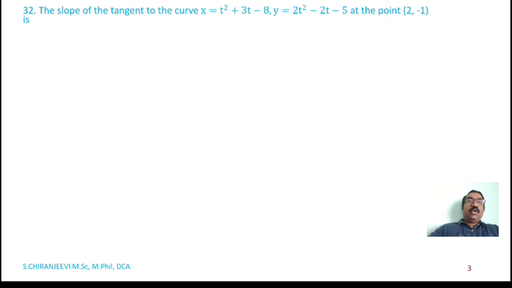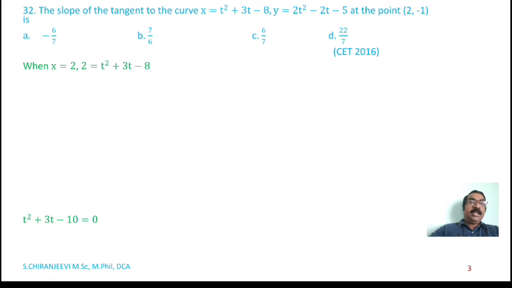Next one. The slope of the tangent to the curve x equal to t square plus 3t minus 8, y equal to 2t square minus 2t minus 5 at the point (2, minus 1). Options: minus 6/7, 7/6, 6/7, 22/7, which is asked in the year CET 2016. So when x equal to 2, if we substitute x equal to 2, we get 2 equal to t square plus 3t minus 8. So shifting all the terms on one side, we get t square plus 3t minus 10 equal to 0. So if we simplify, we get it as (t plus 5) into (t minus 2) equal to 0. So here t equal to 2 or t equal to minus 5.